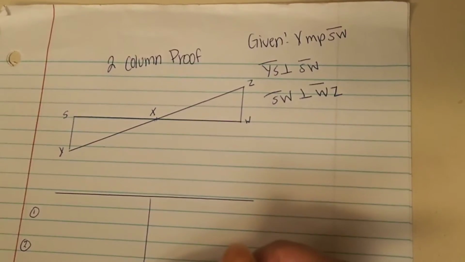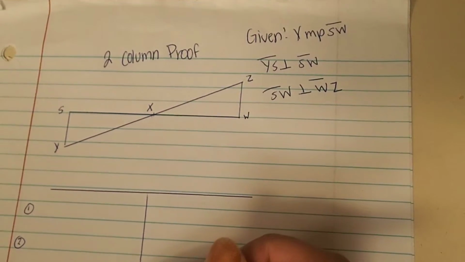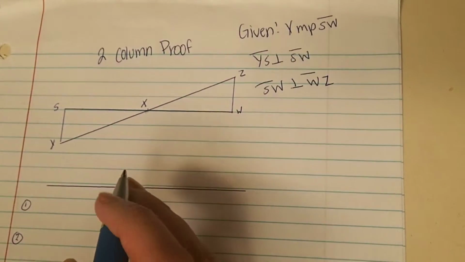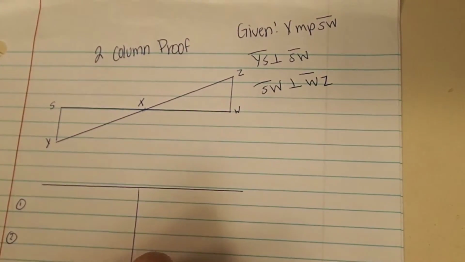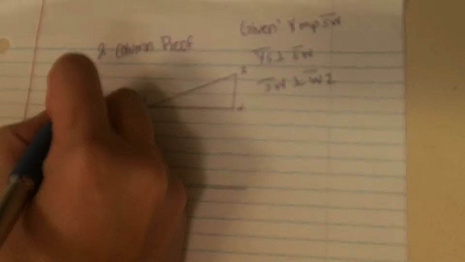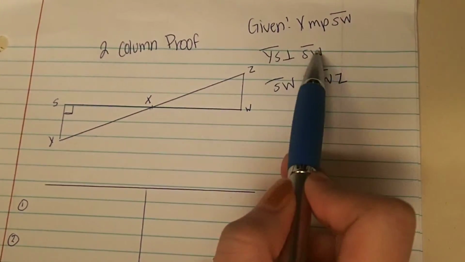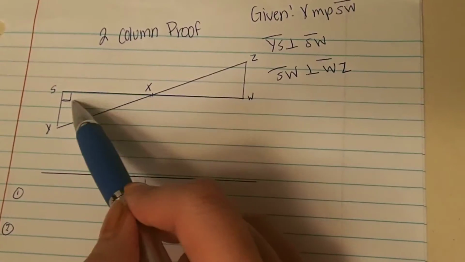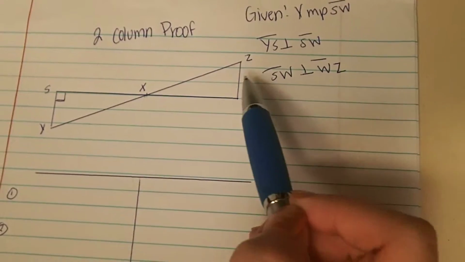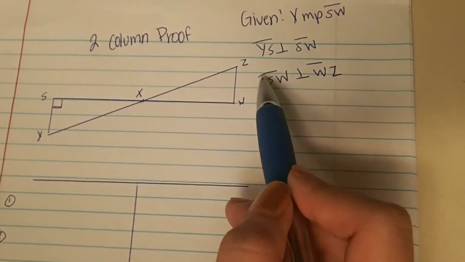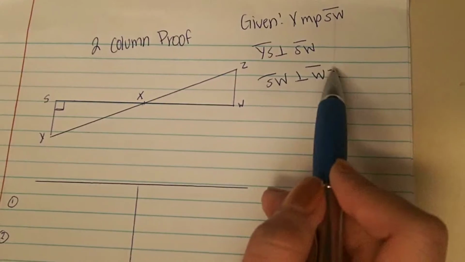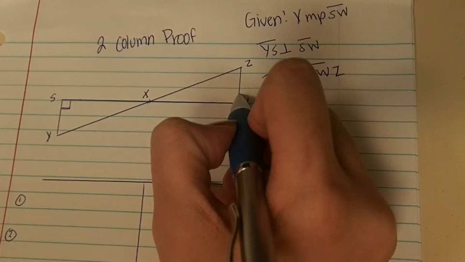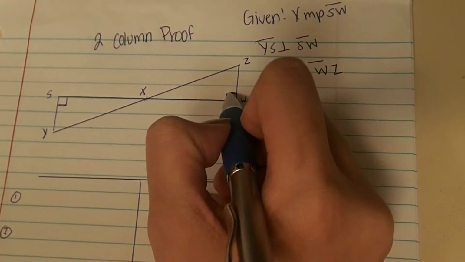So the very first thing that I will label is segment YS is perpendicular to segment SW, and that means that I will draw a right angle symbol, because if these two segments are perpendicular to each other, then that means they will create a right angle. And the next thing I will label is segment SW is perpendicular to segment WZ, and I will draw the same right angle symbol over here.